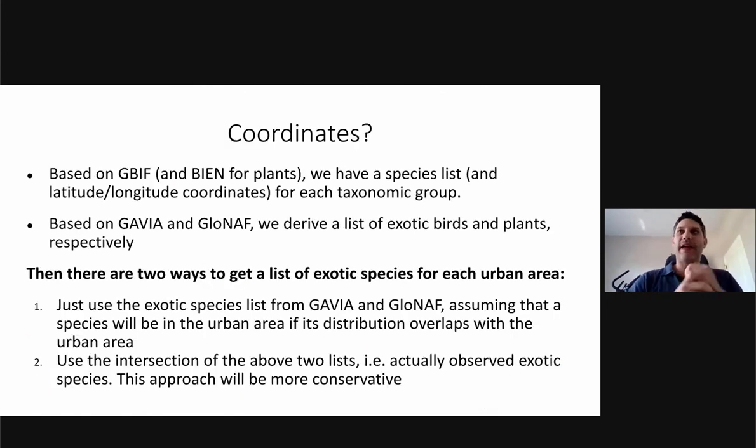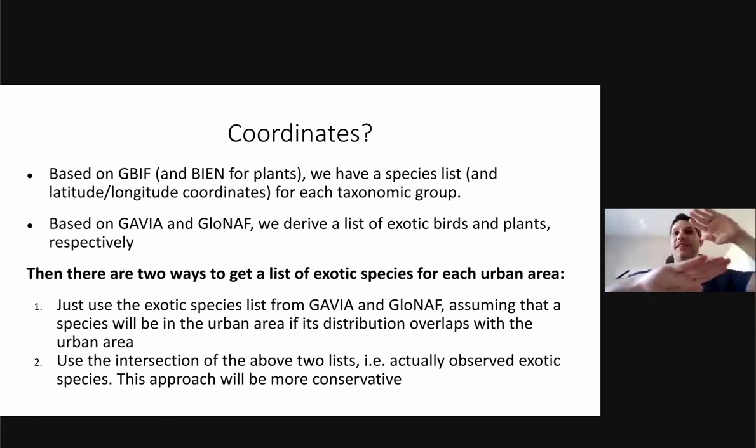Okay, our next thing we had to think about was that our GBIF data and our BIEN data have actual locations, but GAVIA and GloNAF just have range maps of exotic species. So we had to figure out how we were going to take our urban area and work out what species were actually in there. And we came up with two ways. The first is just to use the exotic species from GAVIA and GloNAF and assume that the species will be in the urban area if the distribution overlaps with the urban area.